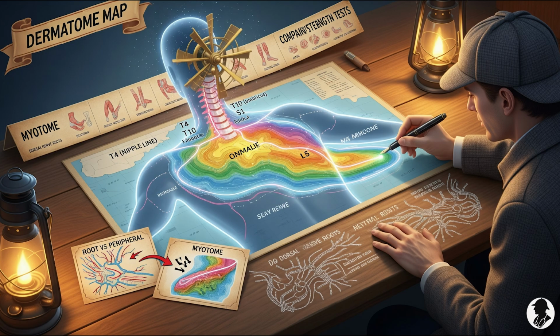Exactly. The CNS is segmented, and each segment connects independently to the periphery. Sensory nerves serve these discrete territories of skin, the dermatomes. Motor nerves serve muscle territories, the myotomes. They retain that original innervation. Okay, let's get into those crucial maps then.